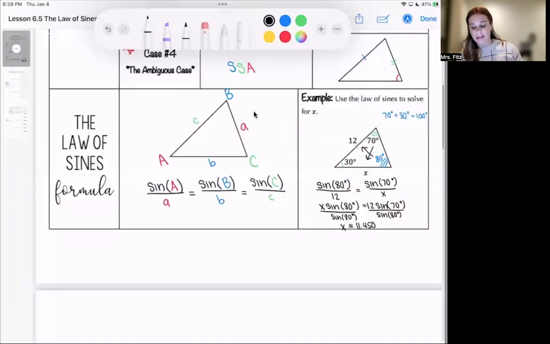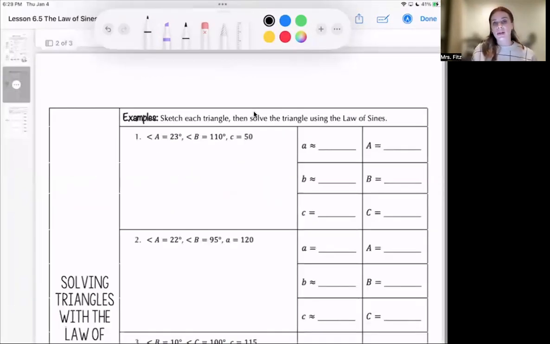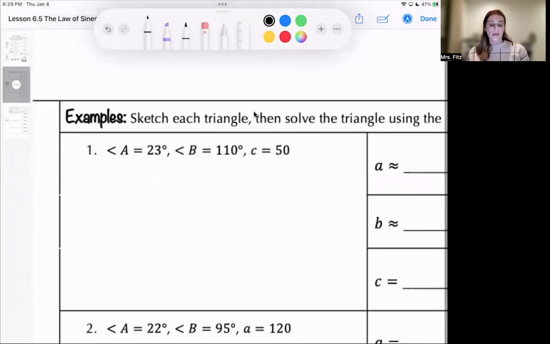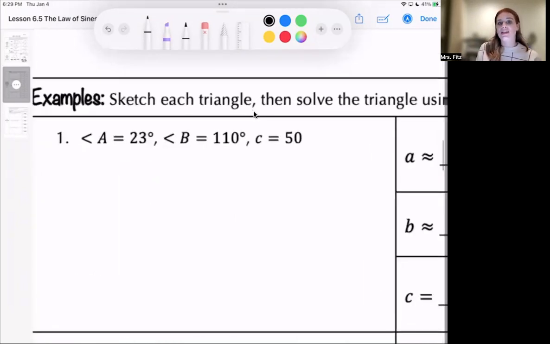Okay, so let's take a look at number 1. So we're given some information. Whenever there's no drawing, draw a diagram, label it. It will make the problem so much easier because I'll never tell you what case it is. You need to kind of figure that out by yourself. All right, so number 1, we're given that angle A is 23 degrees, angle B is 110, and C is 50, and we're asked to solve for everything. We're solving the whole triangle.